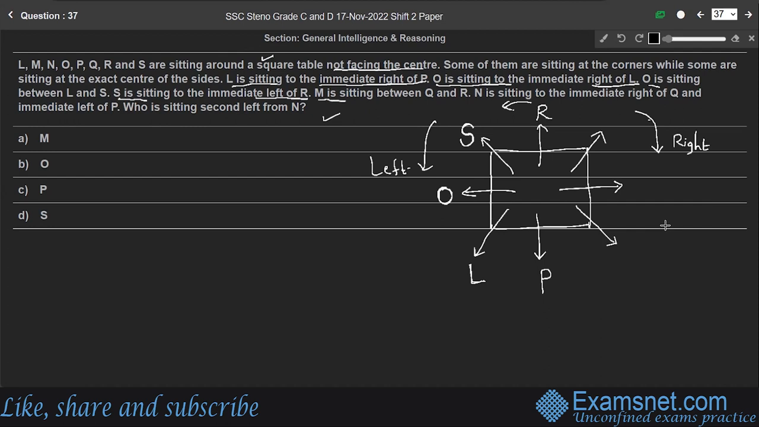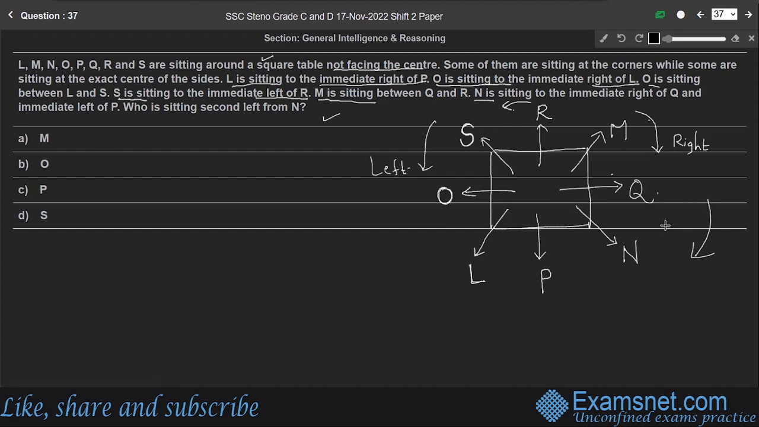Next comes, M is sitting between Q and R. Between Q and R, M is sitting. Therefore, position of M and Q will be here, right? Then, N is sitting to the immediate right of Q. To the right of Q means this direction, right? In the clockwise direction, where N is sitting. And immediate left of P. So, N's position will be immediate left of P, right?